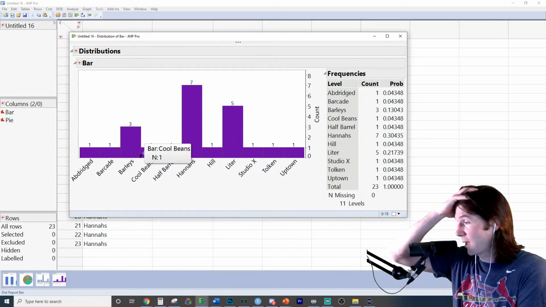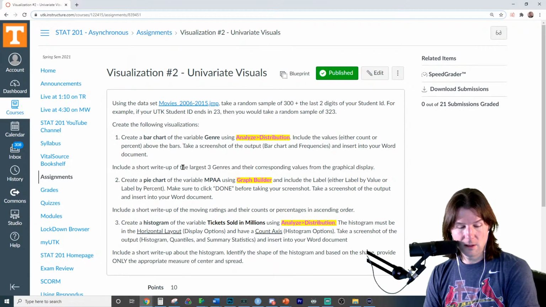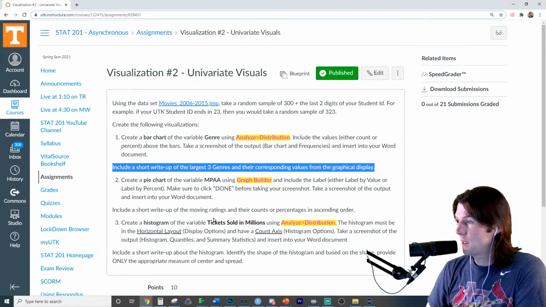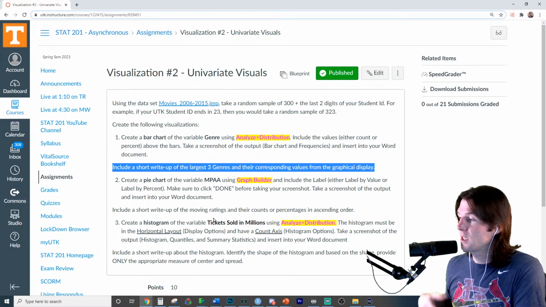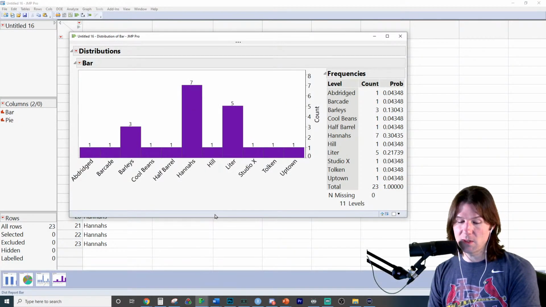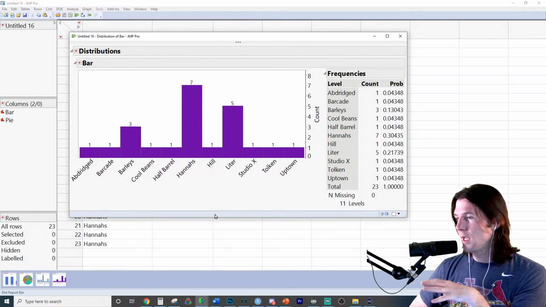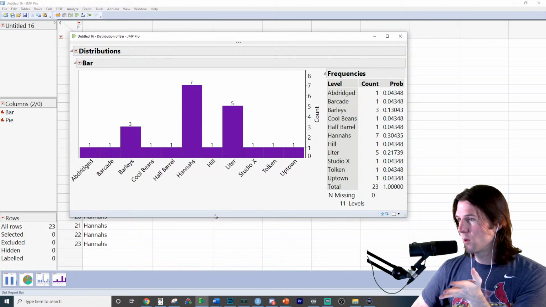So what do we do from here? I think we're talking about the groups that have the most in them. Let's look at the assignment real briefly. It says, include a short write-up of the 3 largest genres. Here's what you want to do. I'm going to read off what I would say. Since it wants the 3 largest genres, I'm going to say, we surveyed Stat2 students asking them their favorite bar. The 3 top bars were Hannah's, with 7 respondents having it as their favorite bar, Leaderboard, with 5 respondents having it as their favorite bar, and Barley's, with 3 respondents having it as their favorite bar. So I would list it this way.